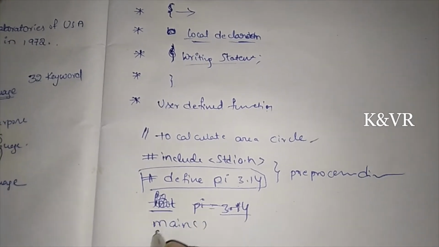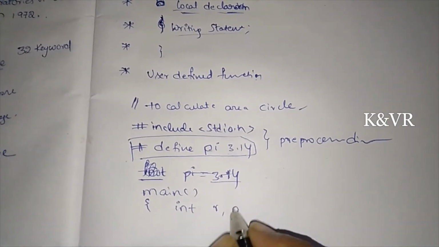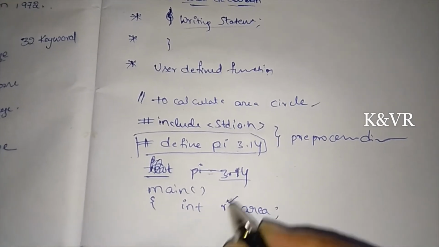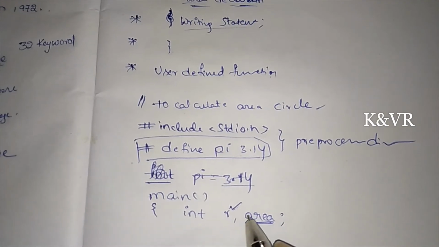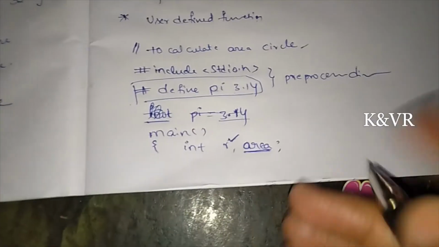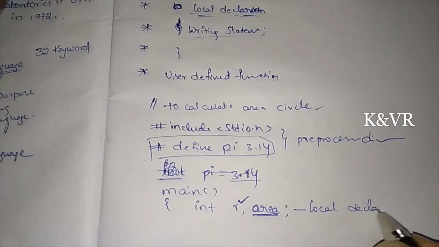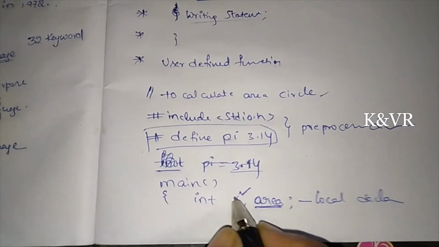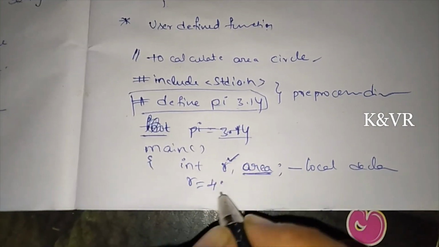And then the main function, and starting the main function, int r, area. I am using this integer variable r to store the radius. This is our integer variable area to store the area of a circle. This is the local declaration. Now I am initializing r to some value, 4.